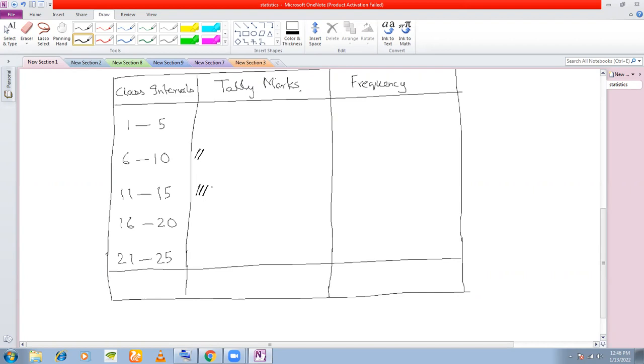Next is 14. 14 also falls here. So you give a stroke here. Next is 2. 2 falls here. So you give a stroke here. Okay. 8. 8 falls here. So you give a stroke here. 18. 18 falls here. So you give a stroke here. 16. 16 falls again in this. So you give a stroke here. 9. 9 falls here. So you give a stroke here. 13. 13 falls between 11 to 15.